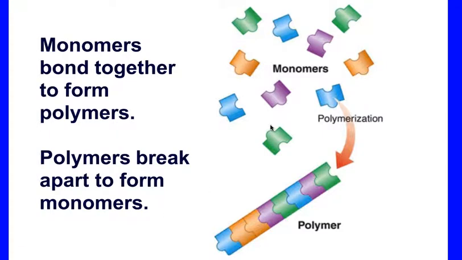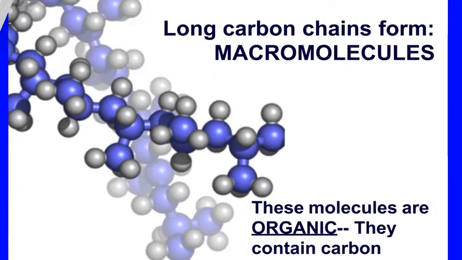This is kind of what that looks like. If we have some monomer units, we can take those carbon bonds and use them to put the units together to form polymers, which are very large molecules. And we call those large molecules macromolecules. Macro means large. And because they contain carbon, we call them organic.